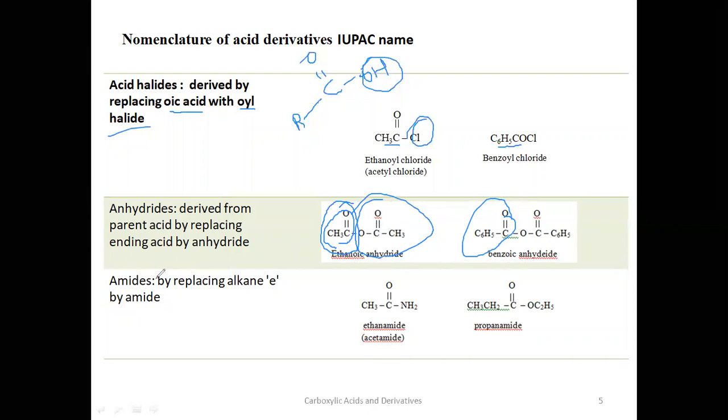Now let us see amides. In amides, how do you write the name? You just use "amide". See, these are two carbons, therefore ethane, and NH2 is there. So you have to use ethanamide. Three carbons means you have to use propanamide. This is not OC2H5. This is NH2. Like this, you have to name the carboxylic acid derivatives.